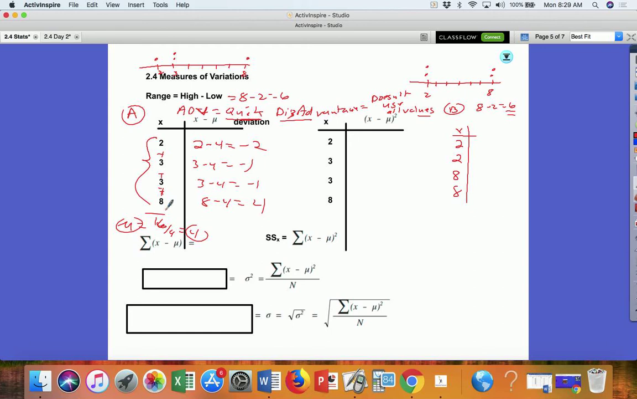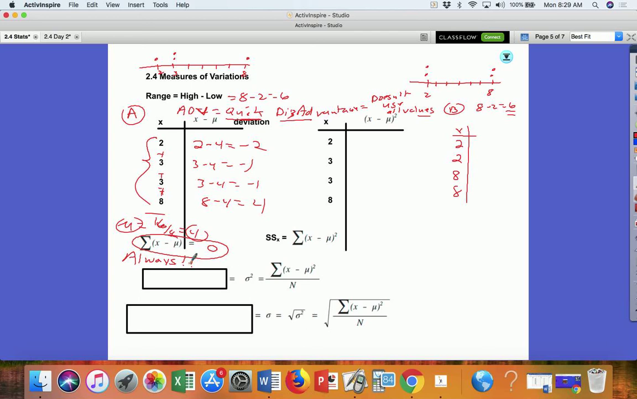What is the sum of the deviations here? What do you get if you add these up? Negative 2 plus negative 1 plus negative 1 is negative 4, plus 4 is 0. And it's always going to be 0. If you want to check that you've calculated your deviations right, calculate the sum of the deviations, and it's always going to be 0 in every set. So that wouldn't really help us figure out what a typical deviation is.